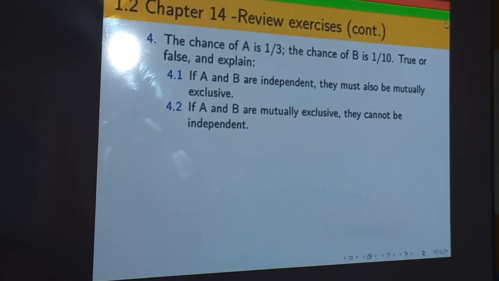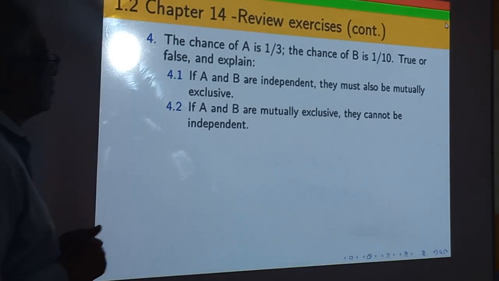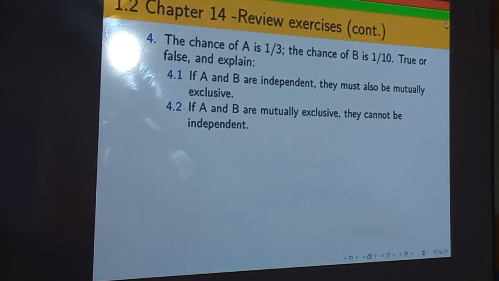Okay, so those are coming from chapter 13. This is chapter 14. The chance of A is 1 over 3. There is another event B, 1 over 3. True or false, the following. If A and B are independent, they must also be mutually exclusive. Is that correct?